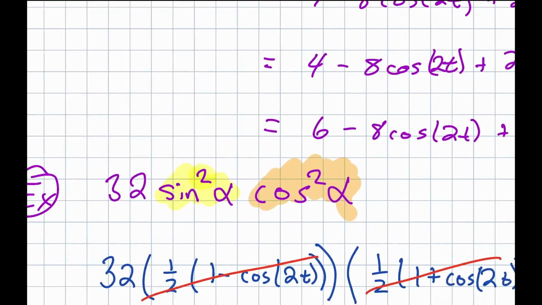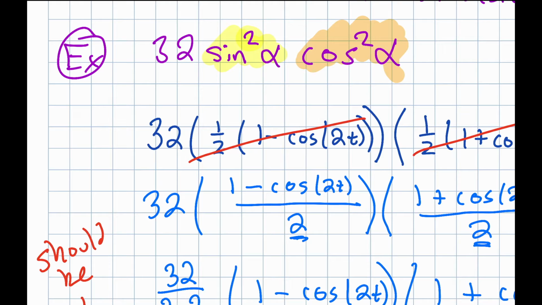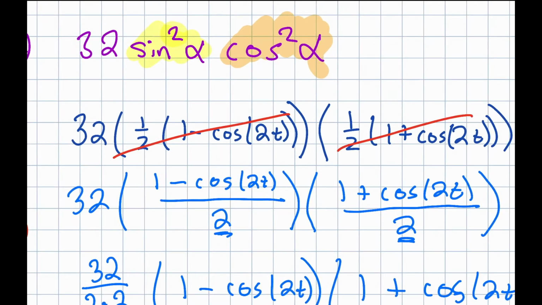Okay. So here's another one. This is also straight from the homework. So they're going to go 32 sine squared cosine squared. Okay. And so I think what I did here was I changed my mind about what form of the identity to use.